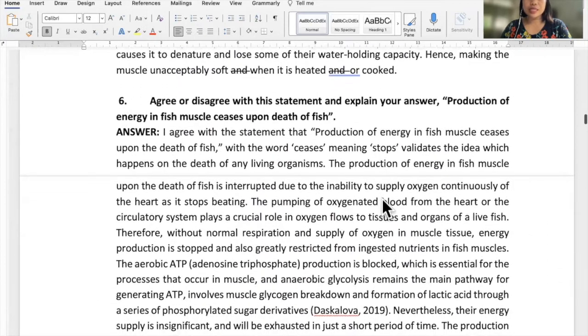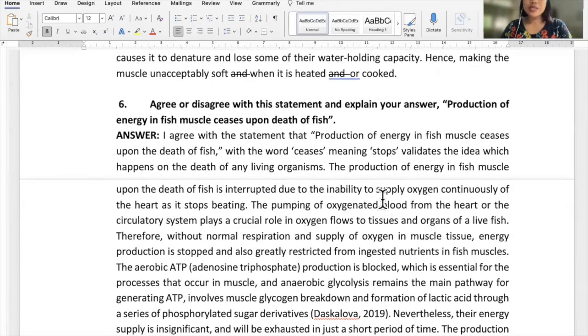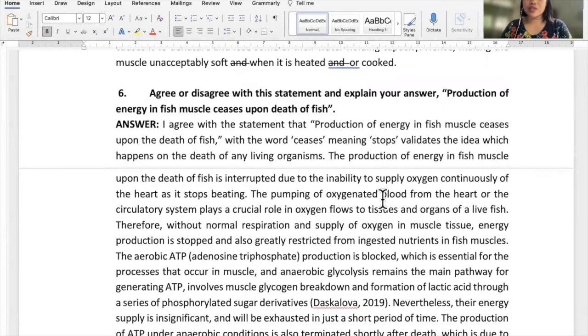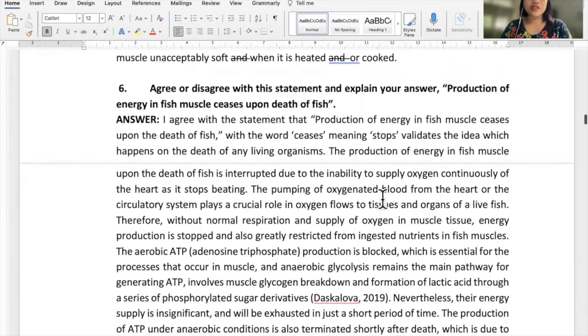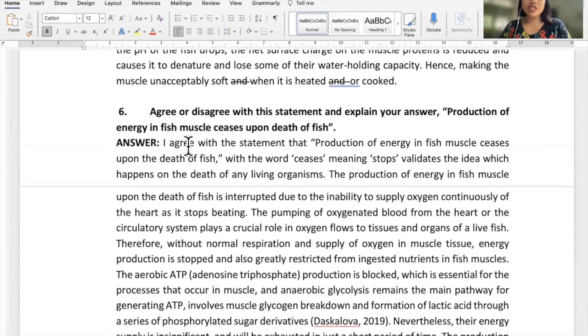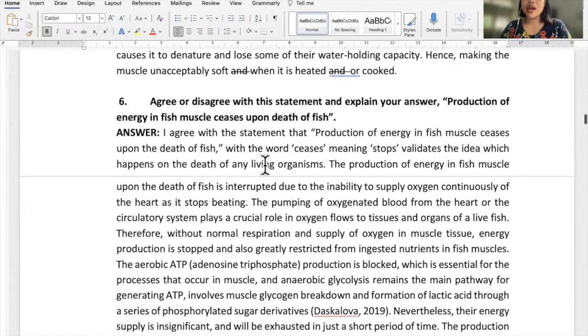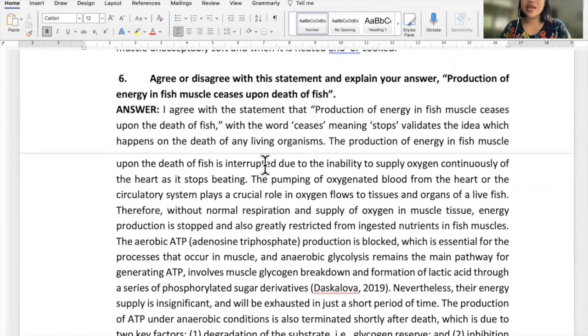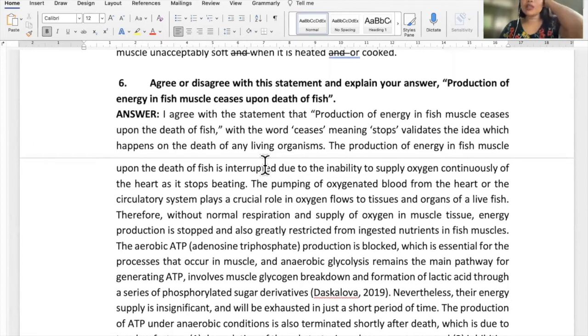So for item number 6, agree or disagree with the statement and explain your answer. Production of energy in fish muscle ceases upon death of fish. So the answer here is agree. Now, agree with the statement. Pero actually, you have to disagree. Kasi as I've mentioned earlier, even though patay na yung fish, it can still produce some molecules of ATP. But yun nga, hindi siya kasing dami ng aerobic respiration.